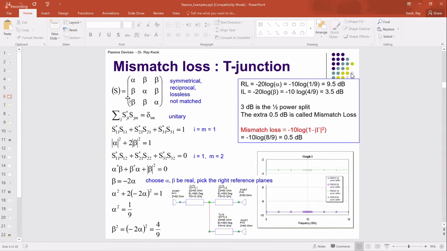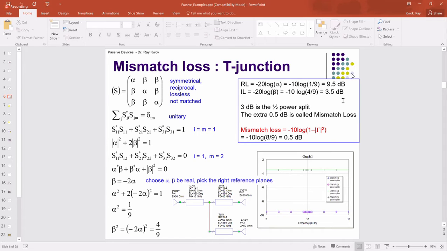And then I say the second line here, the off-diagonal terms, should add up to be 0. So I get another equation, put it together, assuming they both are real, then I can solve for alpha and beta. So alpha turns out to be 1/3. So alpha squared is 1/9, beta squared is 4/9. So in terms of return loss, 1/9 is 9.5 dB. Insertion loss is 3.5 dB. Right? So this is just from the calculations. Remember, 3 dB is the power split. So 3.5 dB means you're half a dB over; the actual insertion loss is half a dB.